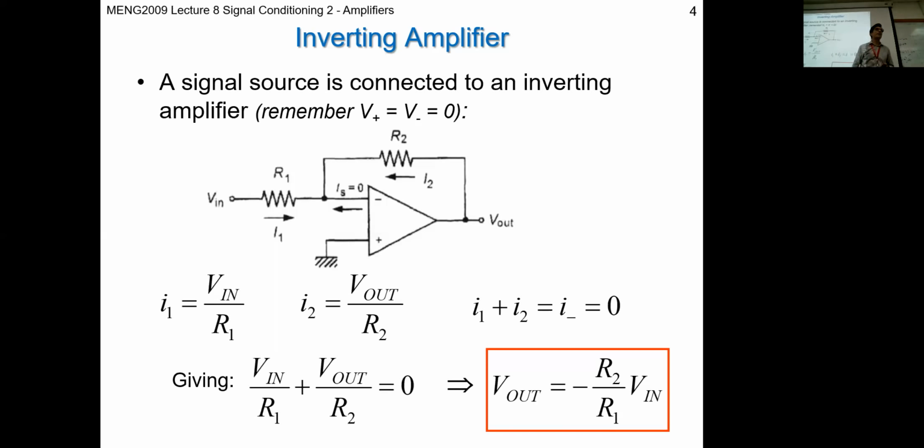Why would you make them big? Any ideas? What would be the benefit? Let's say you want a 2-to-1 amplifier. You could either use 2 ohms and 1 ohm, or you could use 200 kilo ohms and 100 kilo ohms. You get the same amplification, so what's the benefit of using 200 kilo ohms and 100 kilo ohms rather than 2 and 1 ohms? What's it going to affect?